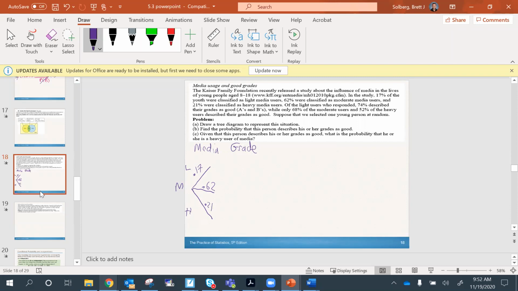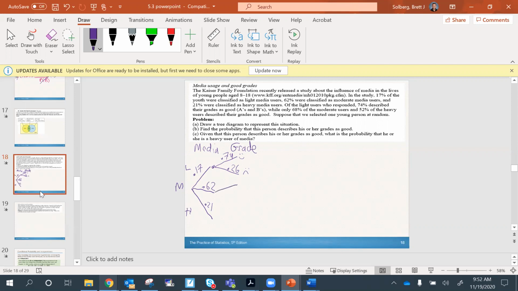And that adds up to 100, so we are good there. Okay, now within each of those, either they were good grades or they were not. So for the light media users, those that got good grades were 74%, so 0.74. I'm just going to do a smiley face for good grades, while the complement of that, 0.26, were bad grades.